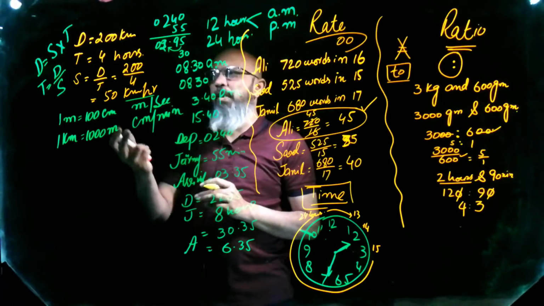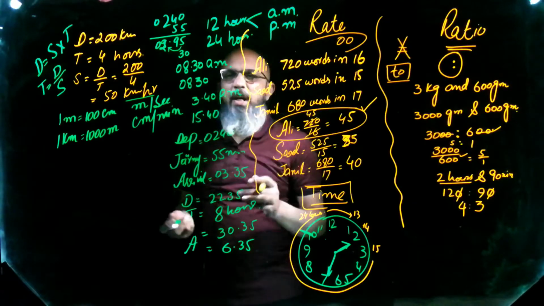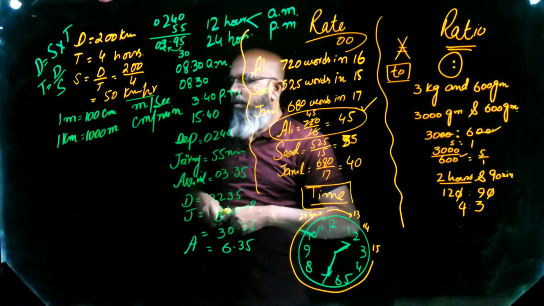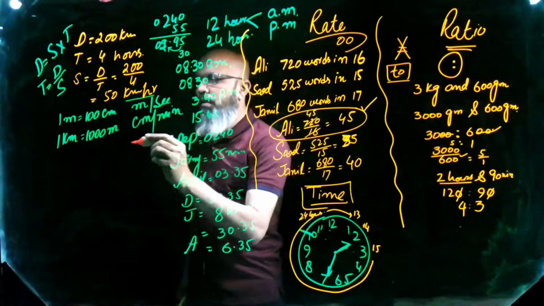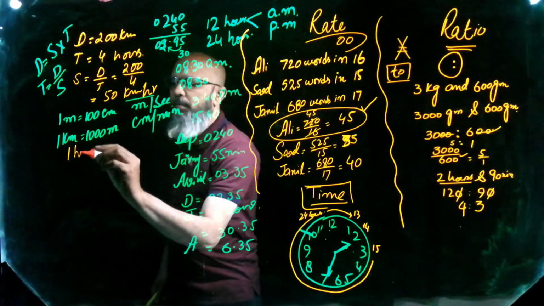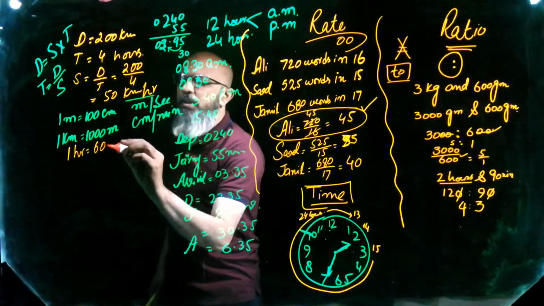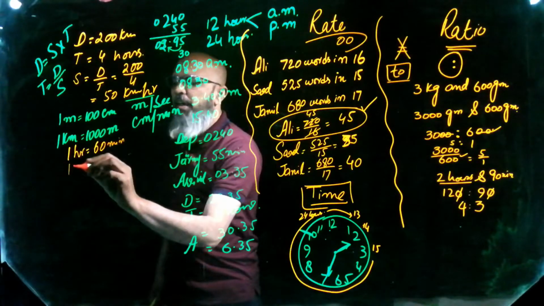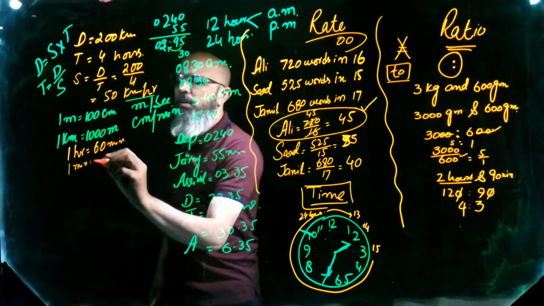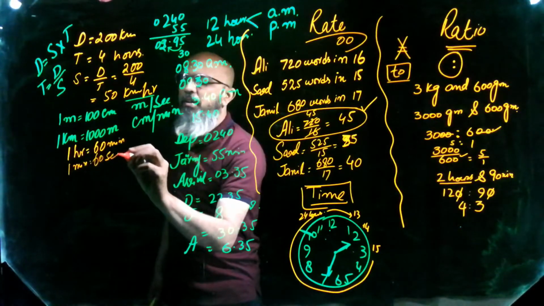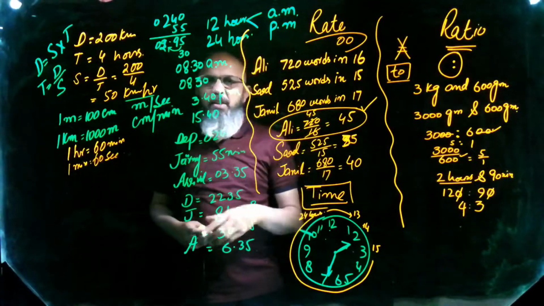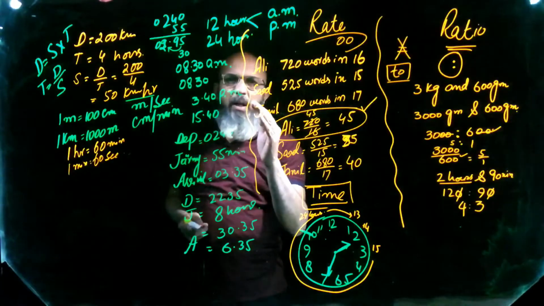And the second is very easy, that is the time unit. What is the time unit? Everybody knows that 1 hour is equal to 60 minutes. Similarly, 1 minute is equal to 60 seconds. So here we have one question, that you have to convert kilometer per hour to meter per second.